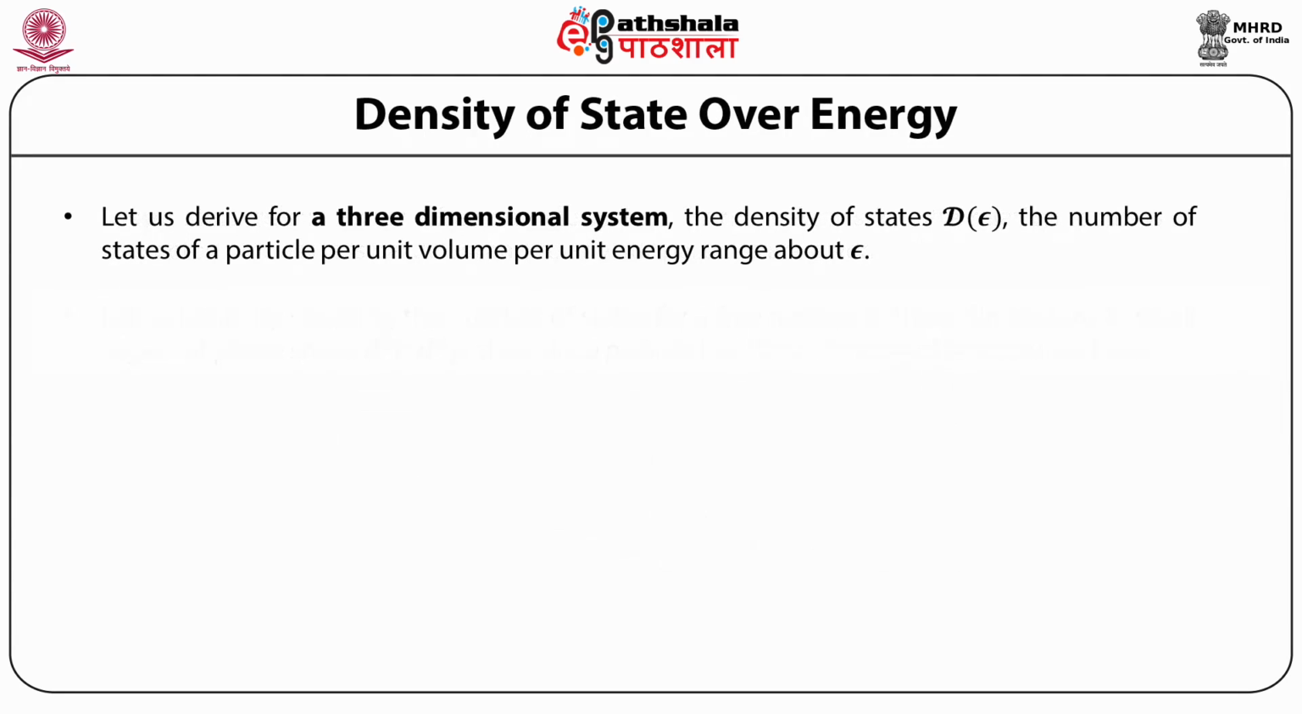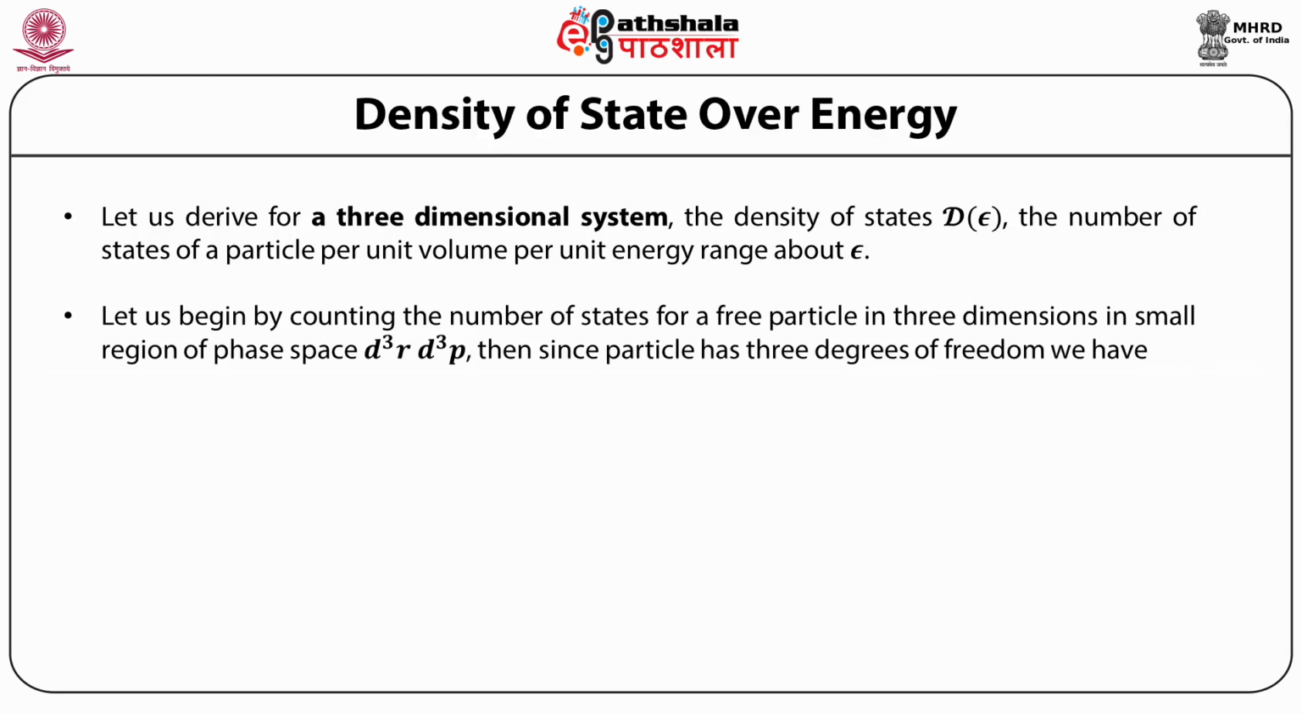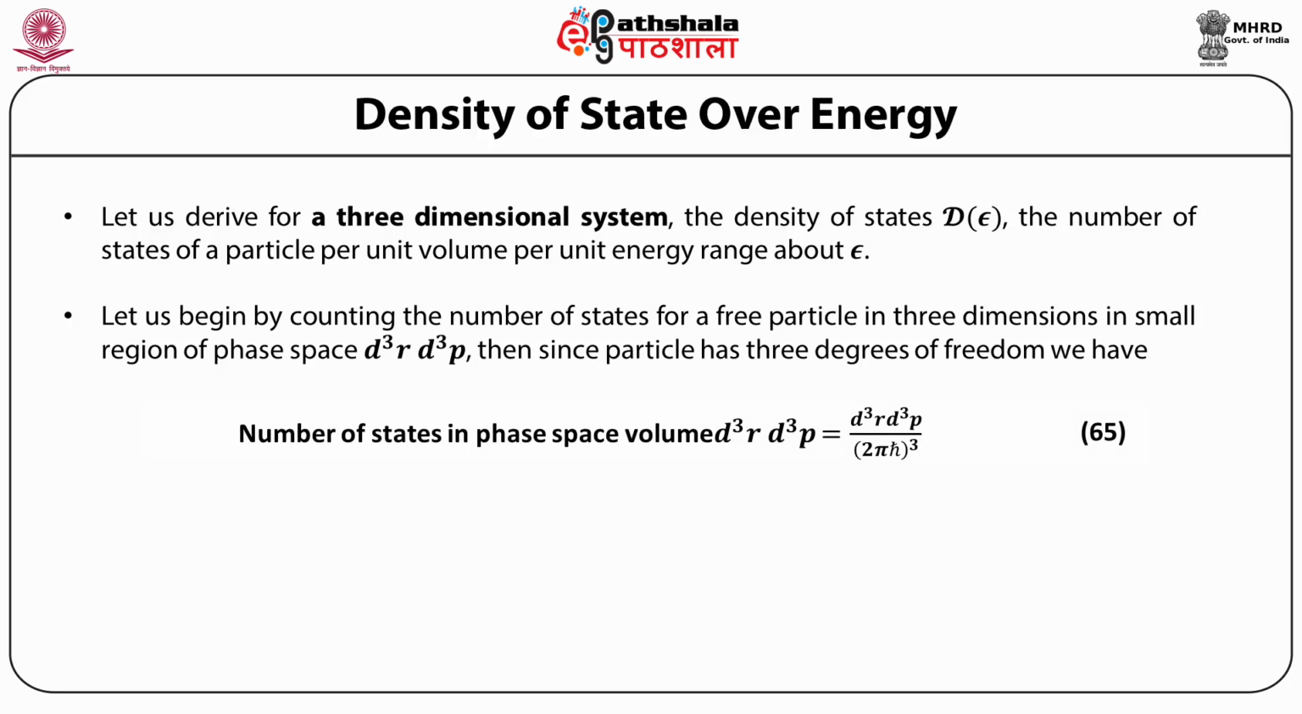Let us derive for a three-dimensional system the density of states, curly D(epsilon), the number of states of a particle per unit volume per unit energy range about epsilon. Let us begin by counting the number of states for a free particle in 3 dimensions in a small region of phase space d^3q d^3p. Then, since the particle has 3 degrees of freedom, we have the number of states in phase space volume d^3q d^3p is equal to d^3q d^3p divided by (2 pi h bar) whole cube.